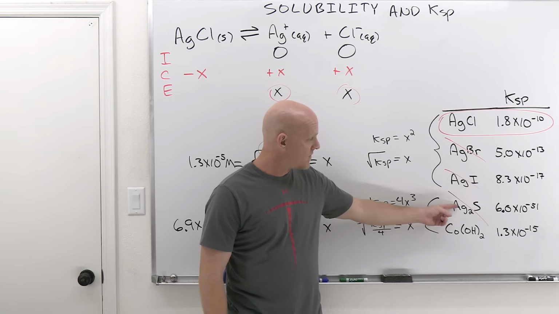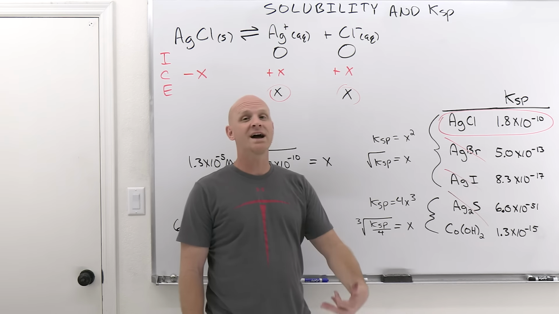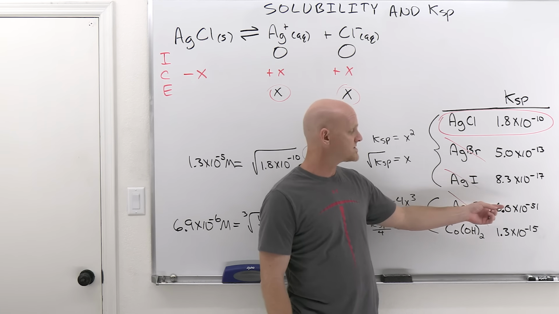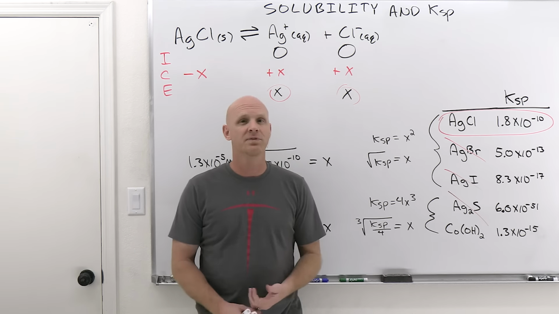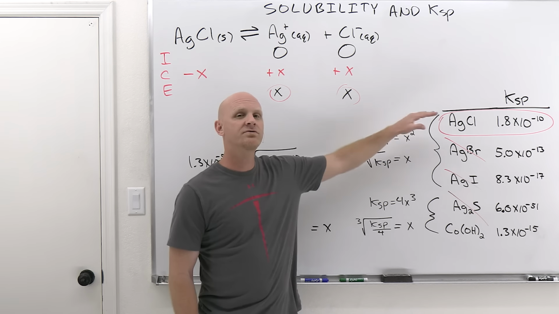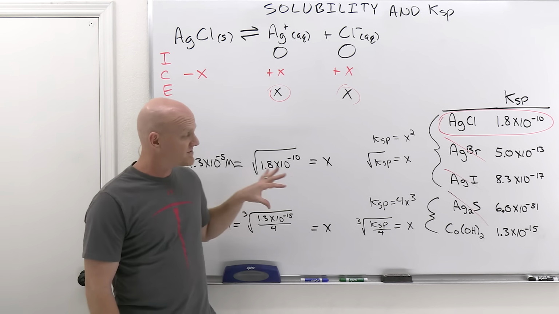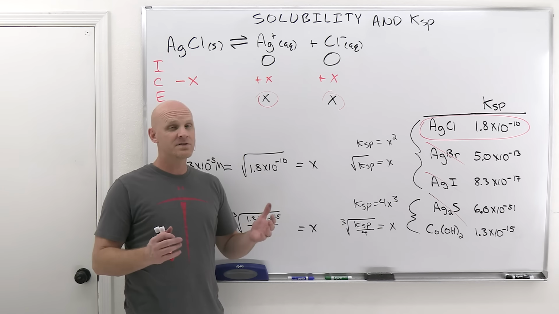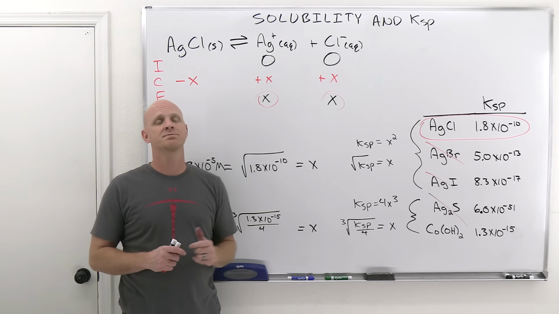And then again, these two both dissolve into 3 ions, so they're going to have similar equations, and whichever one has the larger Ksp is more soluble, whichever one has the smaller Ksp is less soluble. And then you can compare one from each group, and you might actually have to do a little math just as we've done.